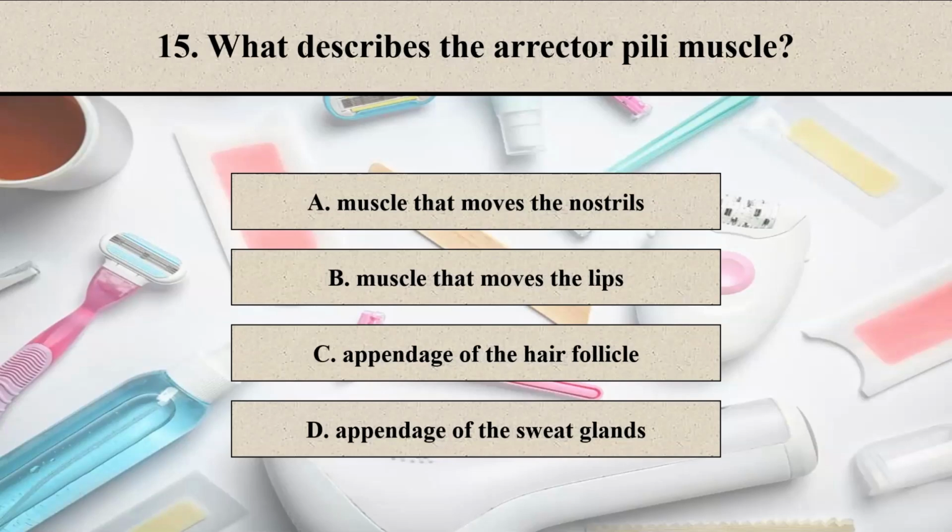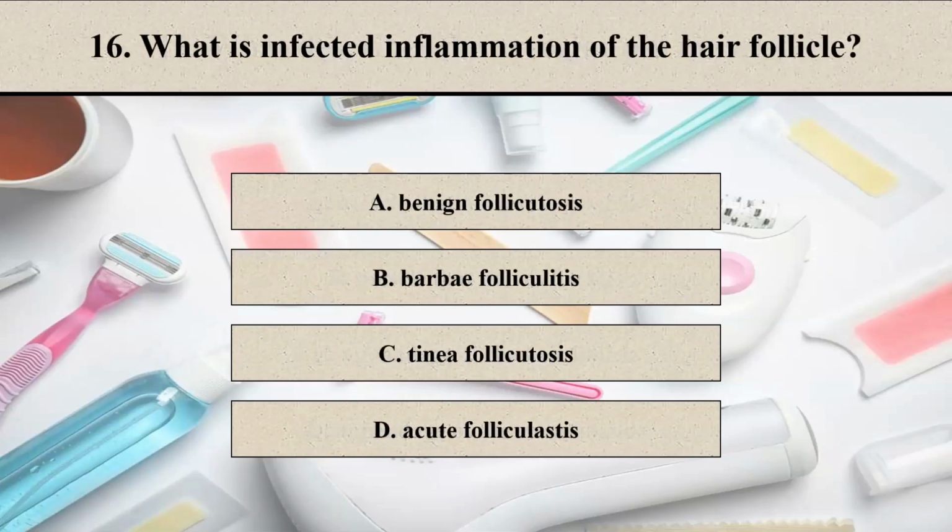What describes the erector pili muscle? Is it muscle that moves the nostrils, muscle that moves the lips, appendage of the hair follicle, appendage of the sweat glands? If you chose C, appendage of the hair follicle, you are correct.